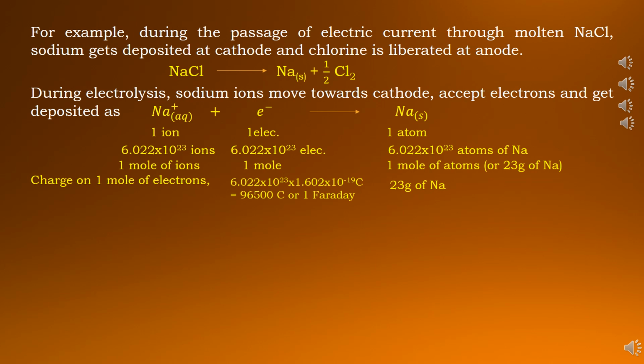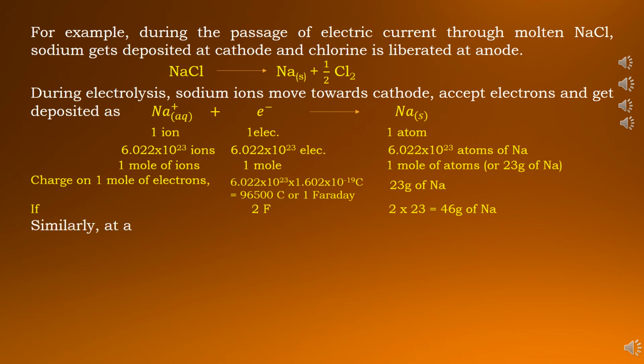According to Faraday's first law of electrolysis, the amount of substance deposited on the cathode is directly proportional to the quantity of electricity passed. So here, if we increase the charge to 2 Faradays, then the amount of sodium deposited becomes 2 × 23 gram, that is 46 gram of sodium.